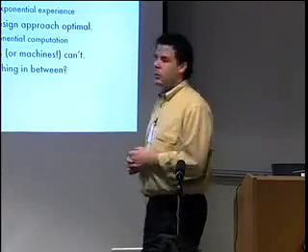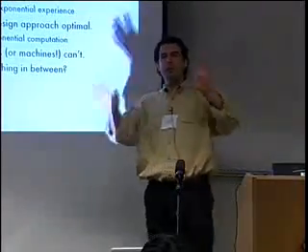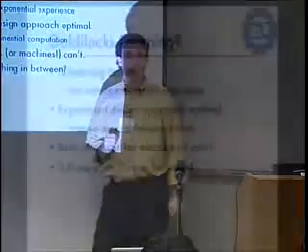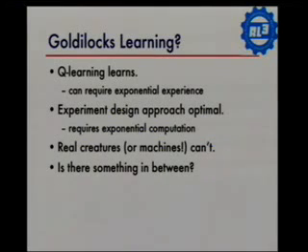So what I'm trying to set up here is kind of a Goldilocks situation that we want. So Q-learning learns, but it can actually require exponential experience. And that's not good. If you're a real critter who is actually trying to live in the real world, exponential is bad. Exponential in small numbers is maybe not so bad, but it's still pretty bad.